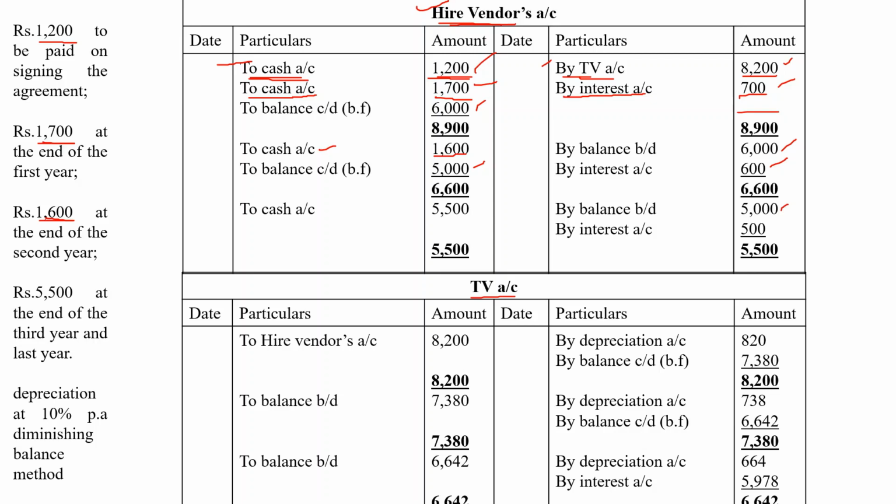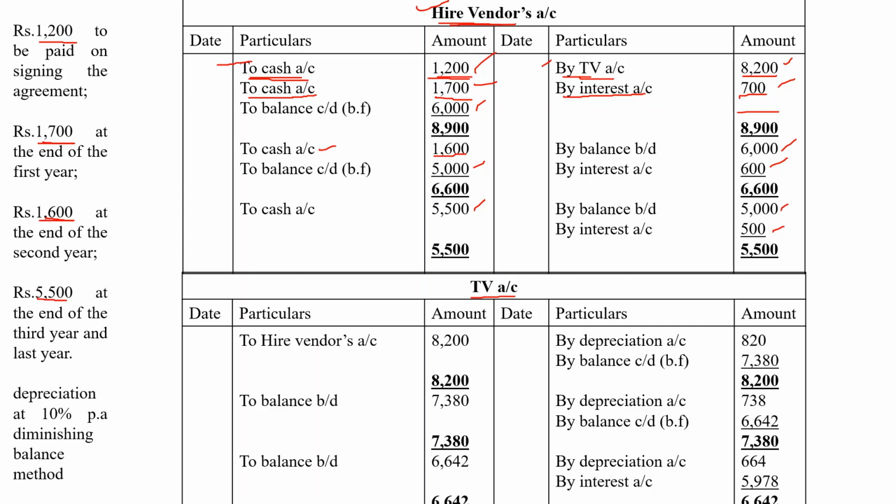The next year, this is the last year. We have only 3 installments. So in the second year, first year 4 entries. From the second year onwards, only 2 entries. In the last year also only 2 entries. One is the installment payment. The third installment payment is 5500. Look here in the question, 5500 is the third installment amount, and the third installment interest amount is 500.